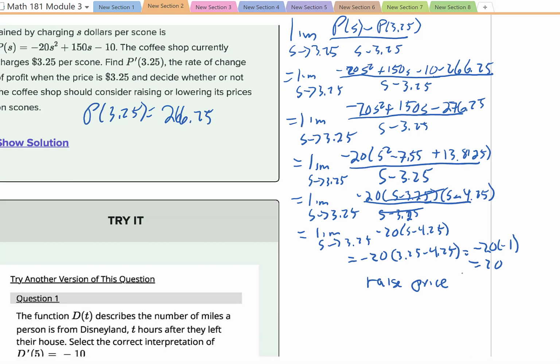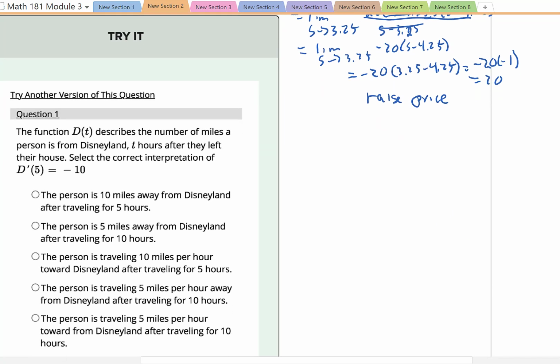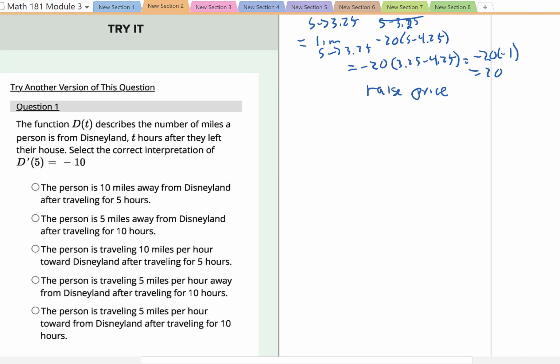Now we have a multiple choice thing here. The function d of t describes the number of miles a person is from Disneyland t hours after they left their house. Select the correct interpretation of d prime of 5 equals negative 10. So what this is saying is the rate of change of the distance to Disneyland after 5 hours is negative 10. So the person's traveling 10 miles an hour towards it, because the distance is decreasing after traveling for 5 hours. So let's see which is the right one. Person traveling 10 miles an hour toward Disneyland after traveling for 5 hours. So there's your answer.